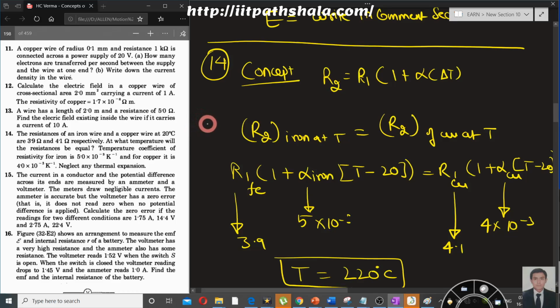Now he is asking you at what temperature both of these resistances will be equal, where he has given you every bit of information, like the thermal coefficient of resistivity you will be needing for the copper and the iron wire.